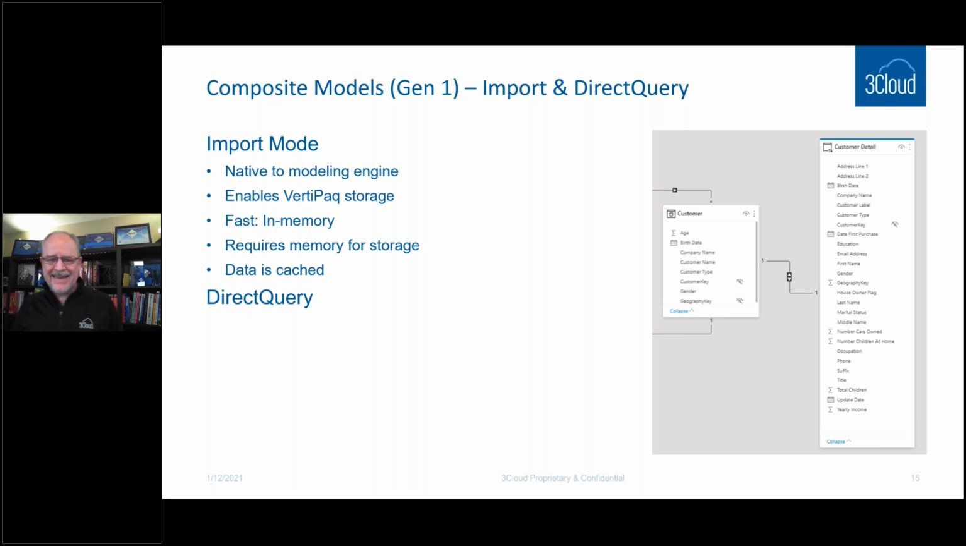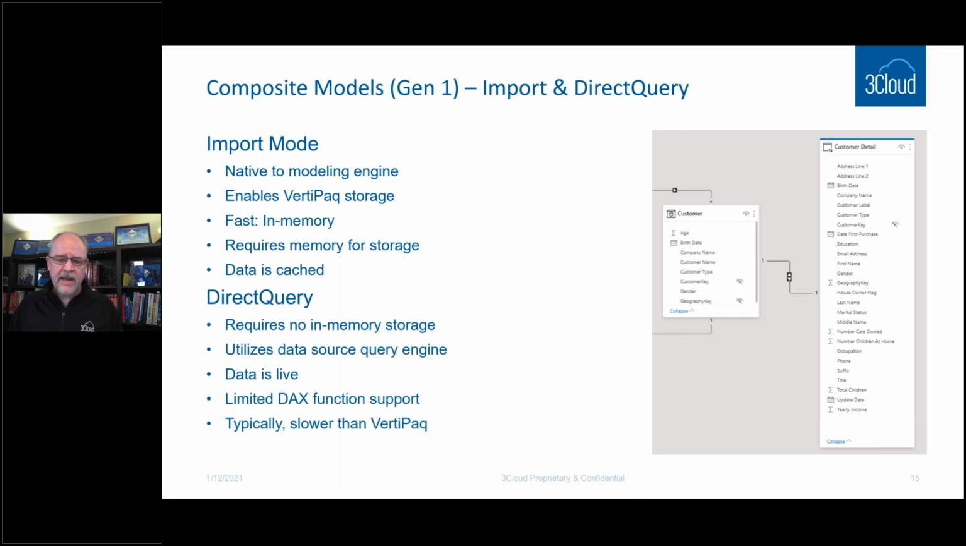Import mode is native to the modeling engine. It uses the Vertipaq storage engine. Everything gets shoved into memory, and it gets compressed. If the model is designed correctly, and if your data has the right characteristics, it can be extremely efficient. I've seen compression rates of up to 50 times, 1 to 50. 1 to 20 is more typical. 1 to 10 might be typical of text data that doesn't compress quite as well. But it requires memory, and that's okay. We can have tens of millions or up to billions of rows loaded into memory, but it is cached and you have to refresh that cache.